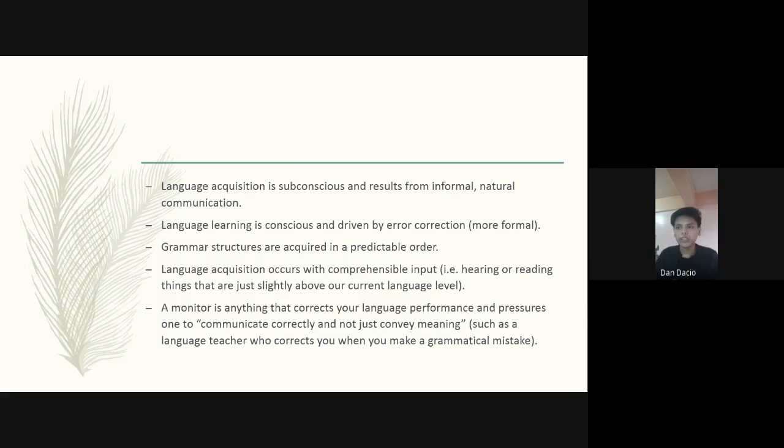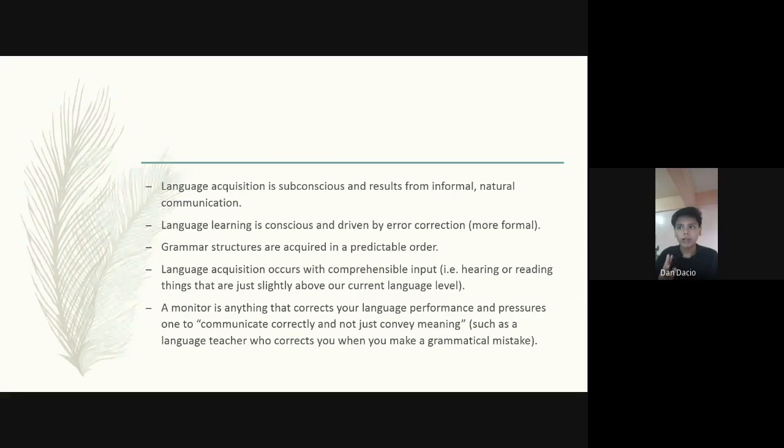Language acquisition occurs with comprehensible input. For example, hearing or reading things that are just slightly above our current language level. So we Crashians believe that we could also learn by just hearing or reading things that are just slightly above our current language level. So same with the first bullet, na kung saan we can learn through informal learning or natural communication.